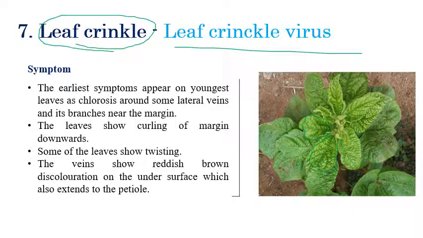Curling of margins on the downward region, that is, considering a leaf. Leaves are curled downward, along with chlorosis, as I told you. Yellowing is a very common symptom. Yellowing can be seen along with the downward curling or twisting of leaves, chlorosis of veins, and shrinking of leaves. Sometimes the veins show reddish brown discoloration on the undersurface of leaves or petioles.